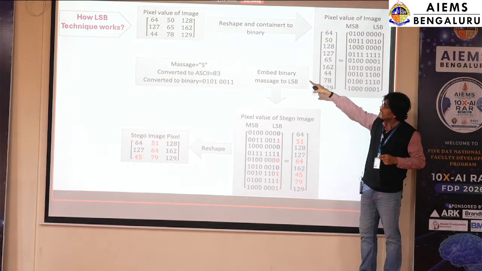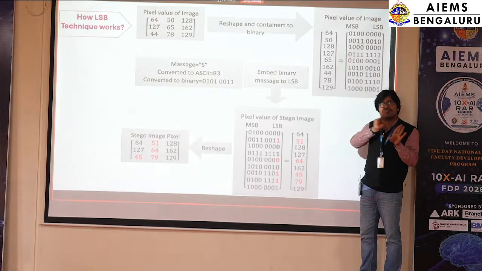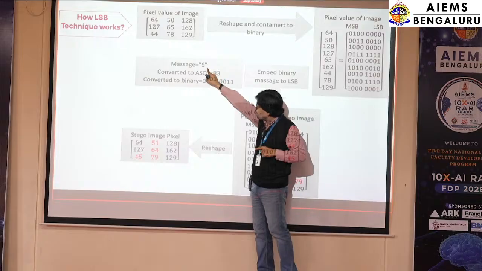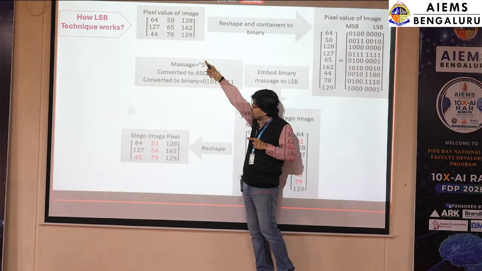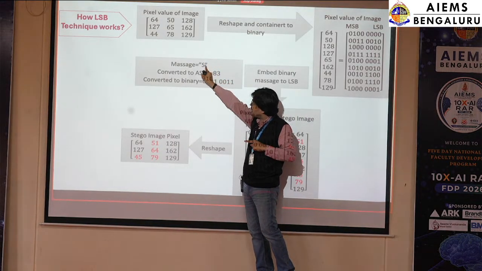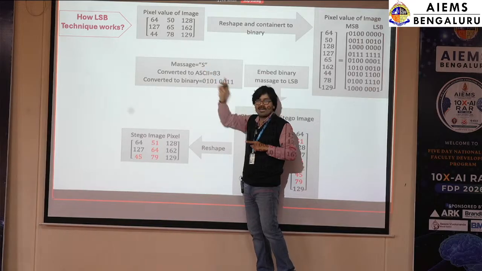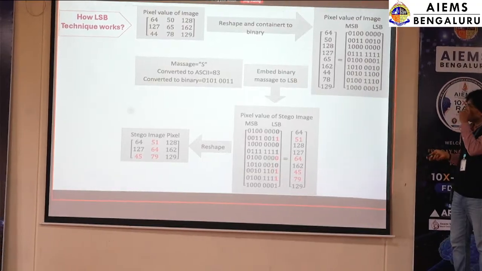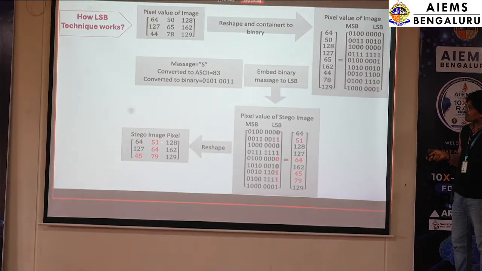Because of that reason, the color of the image won't change. There is no reflection in the color of the image. The secret message is hidden in the image, which is called the cover image. Based on that, we can decode and find the output is nothing but yes. So this is the LSB technique, and finally the stego image is 64, 51, 90.